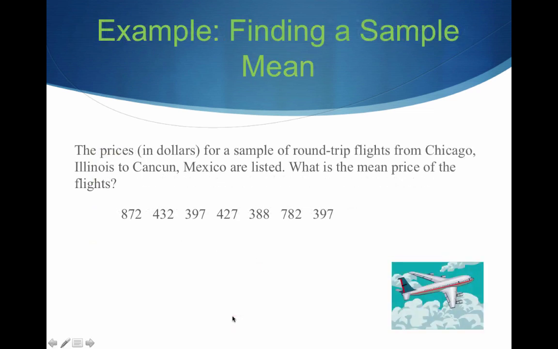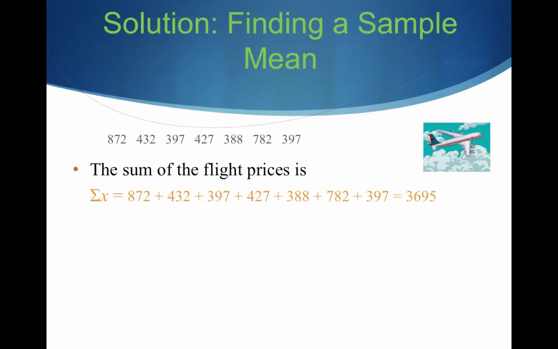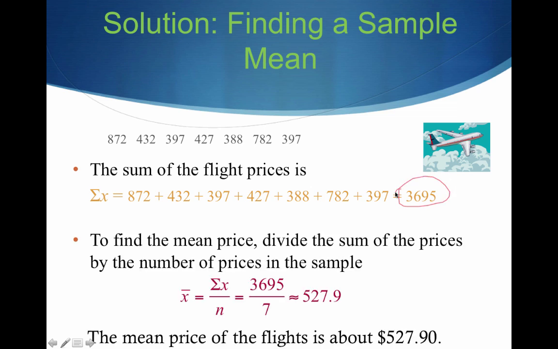All right, so let's look at an example. The prices in dollars for a sample of round-trip flights from Chicago, Illinois to Cancun, Mexico are listed below. What is the mean price of the flights? Well, first of all, we need to get sigma x, or add up all the entries. So we're going to sum the flight prices, and when we add them up, we get $3,695.